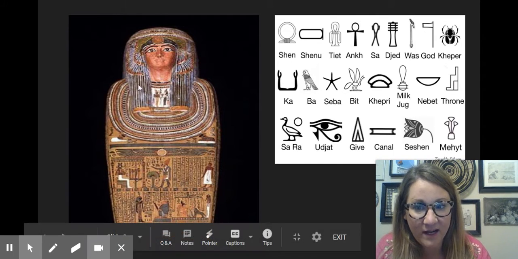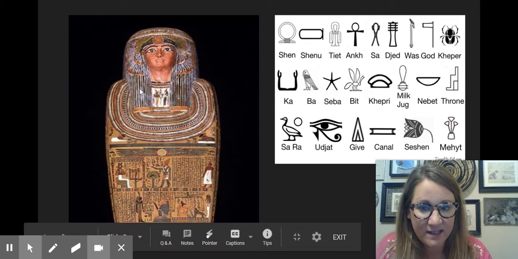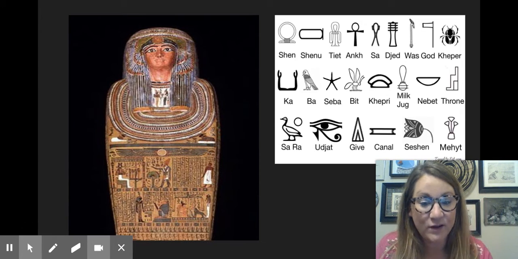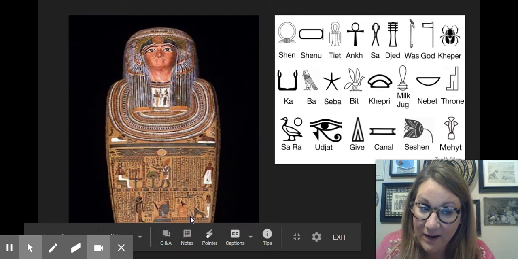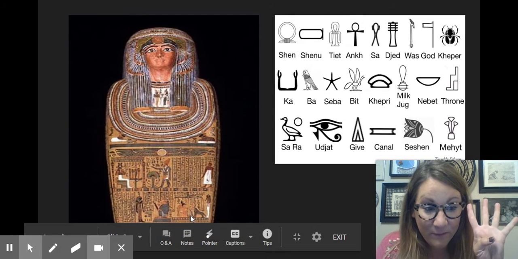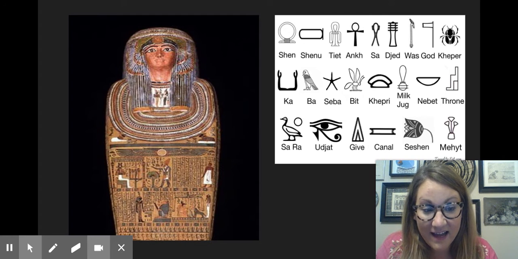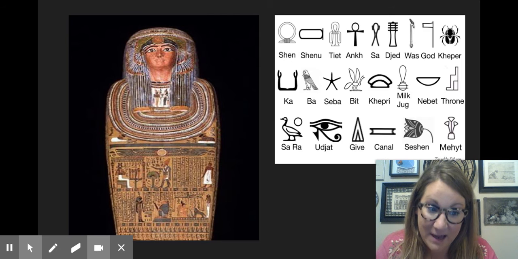So number 1, we have to have a beautiful headdress. Number 2, you have to have a representation of Ma'at. Here she is right here. Number 3, you have to have your name in hieroglyphics somewhere on your sarcophagus. And number 4, you have to include some other kind of Egyptian symbol. Last week, you learned how to draw lots of Egyptian symbols with Miss Deb.